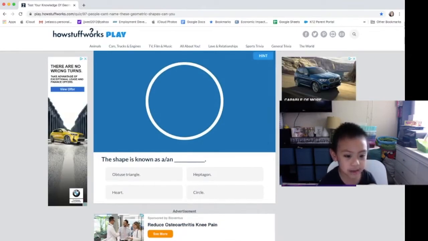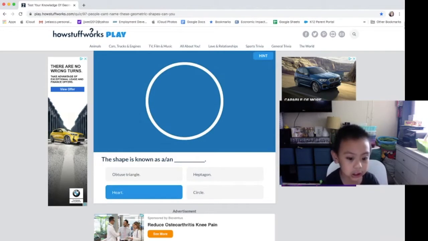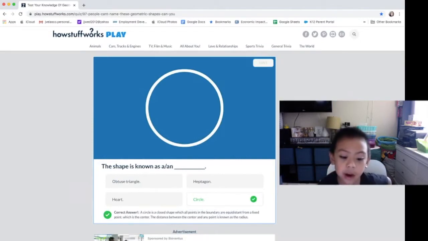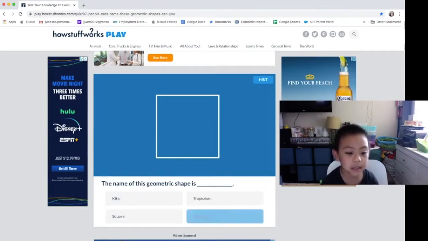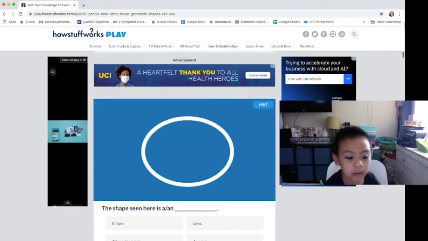The shape is known as obtuse triangle, circle, heptagon, or heart. I think it's circle. Yes! Nice! Obtuse triangle. The name of this geometric shape is trapezium, nonagon, kite, or square? Answer square. It took a long time. Mommy, almost done? Oh, what did I do? Wait, what?